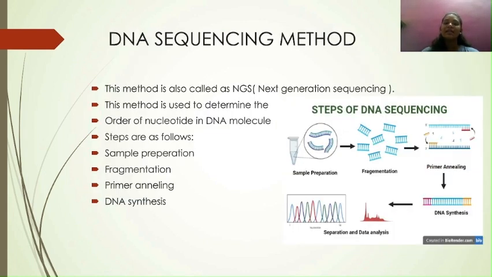The second method used to study DNA or nucleic acid is the DNA sequencing method. This method is also called NGS, that is next generation sequencing. It is used to determine the order of nucleotides in a DNA molecule. This method includes steps such as sample preparation, in which the desired biological sample is prepared. Second is fragmentation. The large chains of DNA are broken down into fragments. The next step is primer annealing, in which short single strands bind to the complementary DNA template. And the last process is DNA synthesis, in which DNA is synthesized and later analyzed.